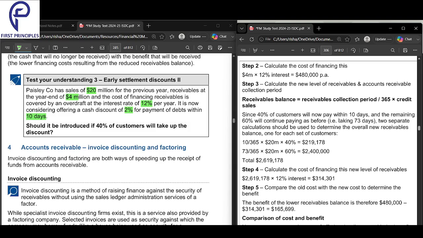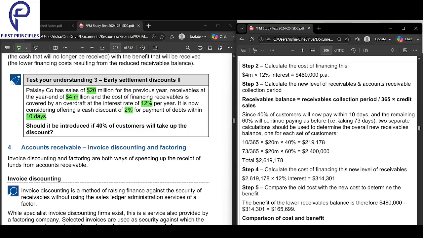Receivable days is equal to receivables divided by revenue into 365. Now we want to find the receivables. Receivable days are given as 73. So 73 is equal to R divided by 20 million, into 365. Let's find out the R balance.